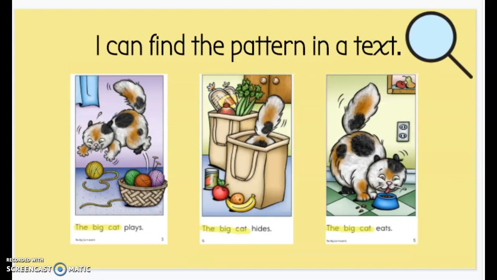Our next I can statement is we want to find the pattern in the text. So we want to say, I can find the pattern in a text. The pattern is repeated words on every page that is going to help us read. So in the example you see on the screen, the pattern is the big cat. And on each page, I highlighted the pattern. And then there's another word that's added after it. So the big cat plays, the big cat hides, the big cat eats. So we know what each page is going to start with.